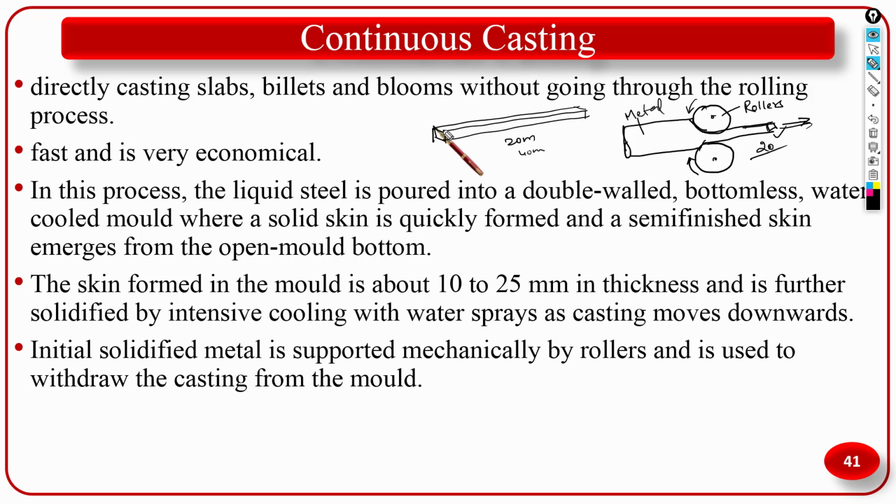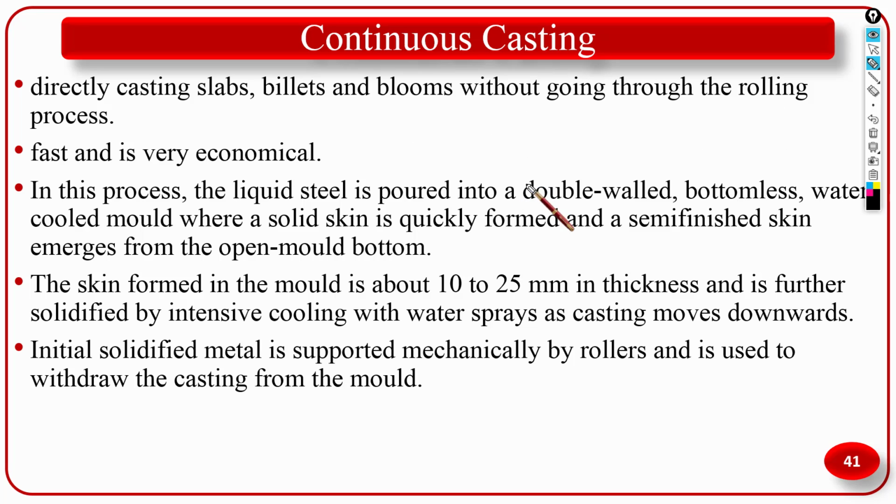See, the size of this one: the length is 20 meters, but the cross-section is maybe 20 mm by 20 mm, like that. So if this kind of shape is to be made, then it is not possible to make a cavity of 20 meters long and then pour the molten metal and do the casting. It is not possible in this way. So that's why continuous casting was invented.